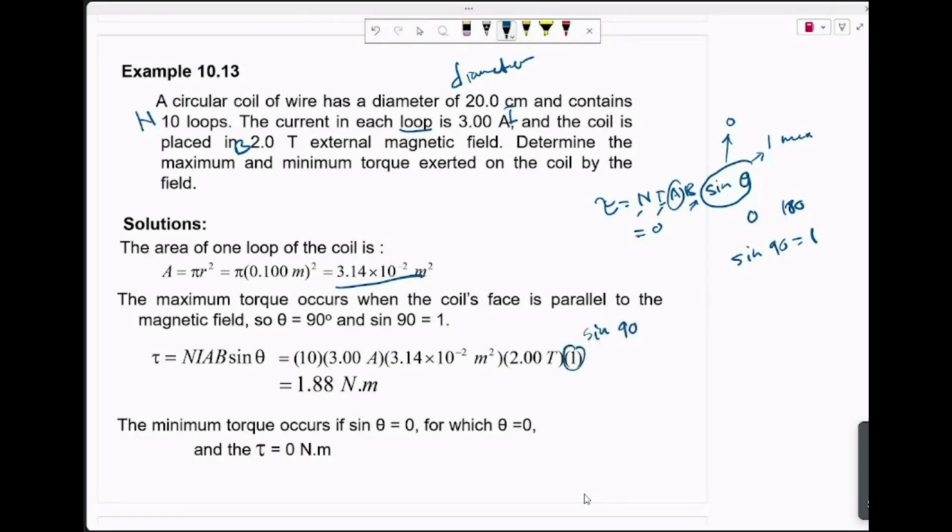And then the minimum, as I mentioned just now, is when sine theta is either 0, theta is 0, or 180. So both of these values will give sine theta equal to 0, which means that the whole equation reduces to 0, where torque is going to be equal to 0. Okay, so that's all. Complete.